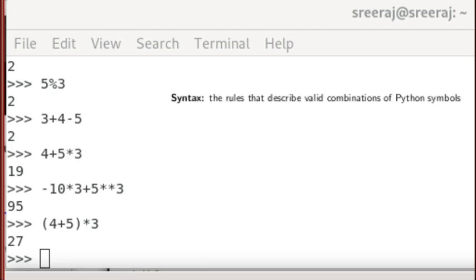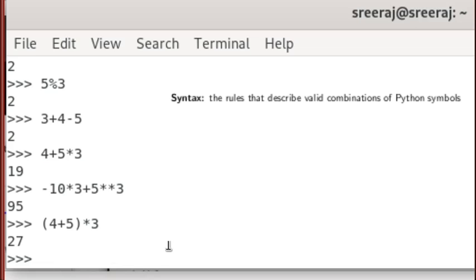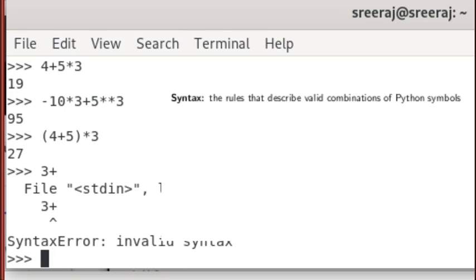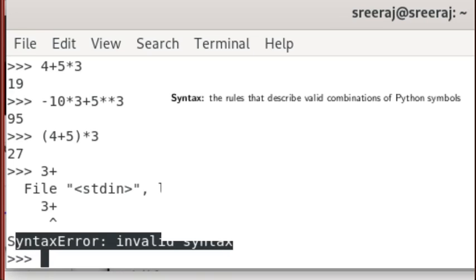Syntax is the rules that specify which combinations of symbols are legal, and 2 plus 3 is a valid expression in Python. The expression 3 plus, a combination of symbols meaning 3 plus nothing, is not valid syntax, because we get an error with an invalid syntax. So when I asked Python to evaluate this expression, we got an error. This is our first syntax error, and we will see many more throughout the course.